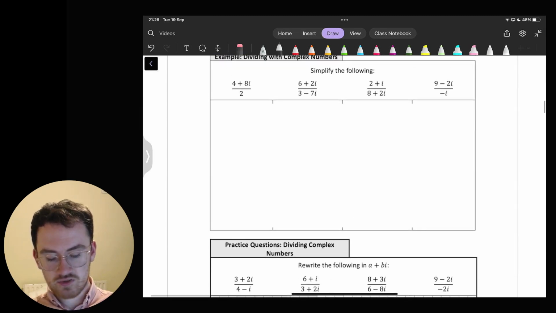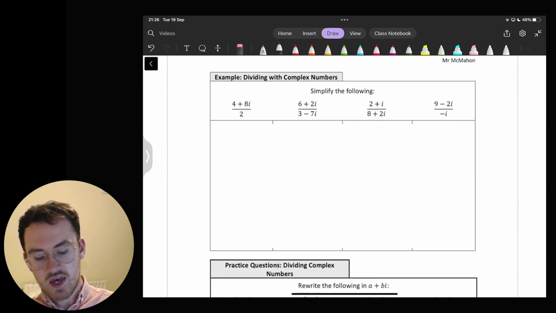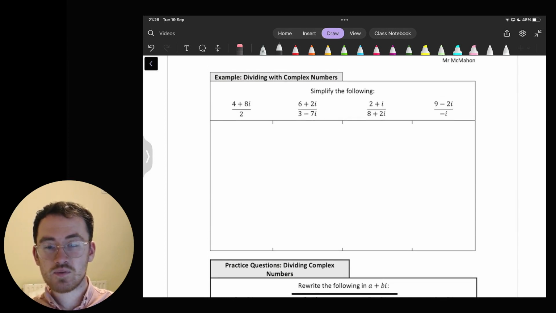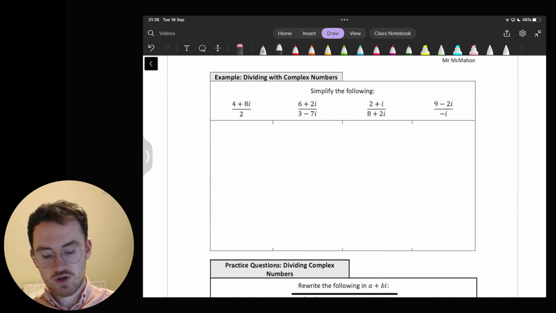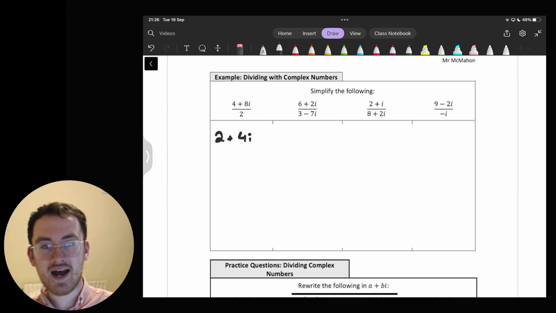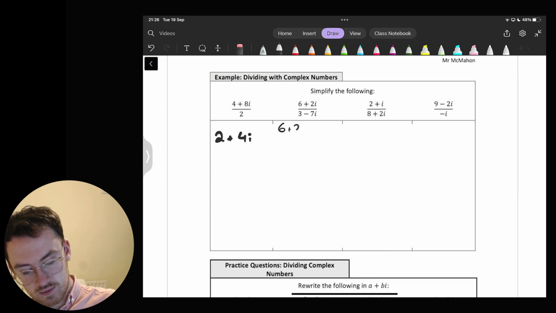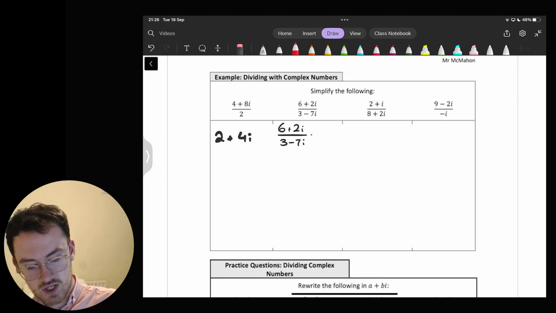So let's have a look at a few of these examples here, and then I can leave the practice questions for yourselves. For the first one, we've already kind of said we divide this 2 part into each part of the complex number, which gives me a value of 2 plus 4i. Okay, for the second part here, we are going to be multiplying top and bottom by the complex conjugate of the bottom part. And the complex conjugate of the bottom part is 3 plus 7i.